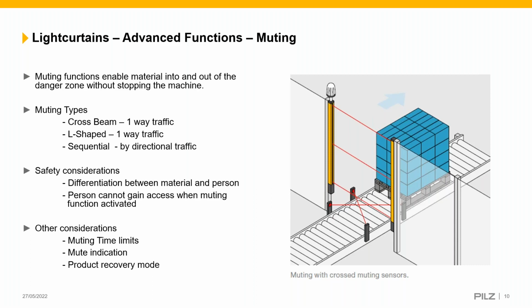So you don't want a person to be able to come up and imitate the muting function that would be done by the pallet. And also, you don't want people to be able to gain access when the muting function is activated. So you can see from this picture that the light curtains are taller than the pallet. It's always possible, you could maybe view it as deliberate misuse, but somebody could maybe sit on top of the pallet or ride with the pallet into the light curtain, through the light curtain.